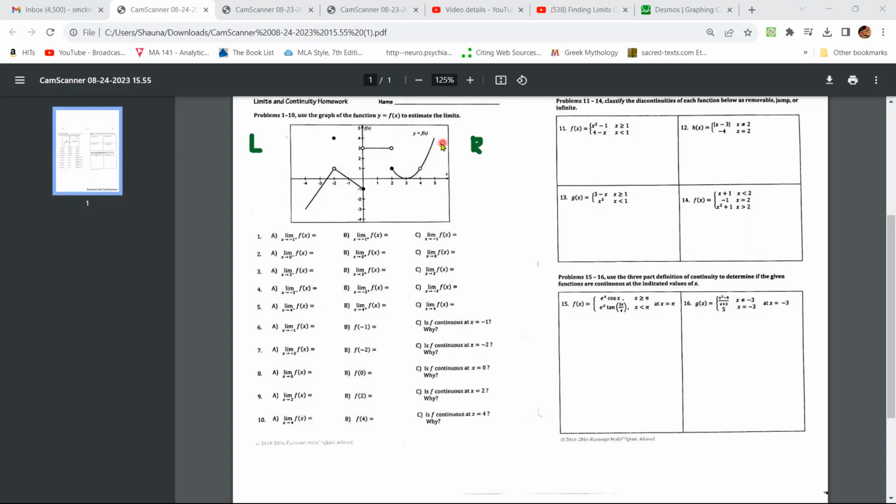Now, what you're going to do in problems 11 through 14 is classify your discontinuities as removable, jump, or infinite. So it's probably better to graph these functions and see what they look like. We could do a whole bunch of fancy algebra, but the easiest way is probably to graph them.